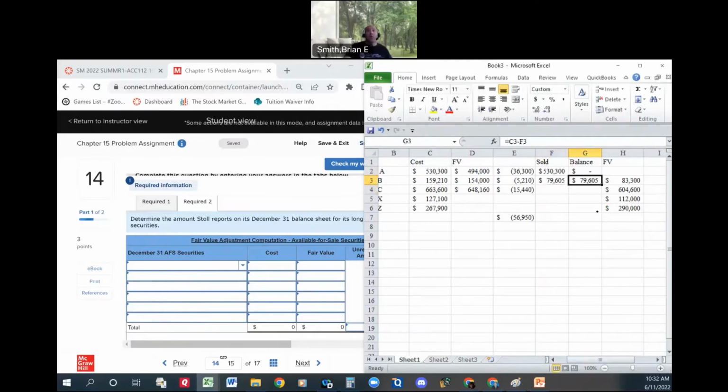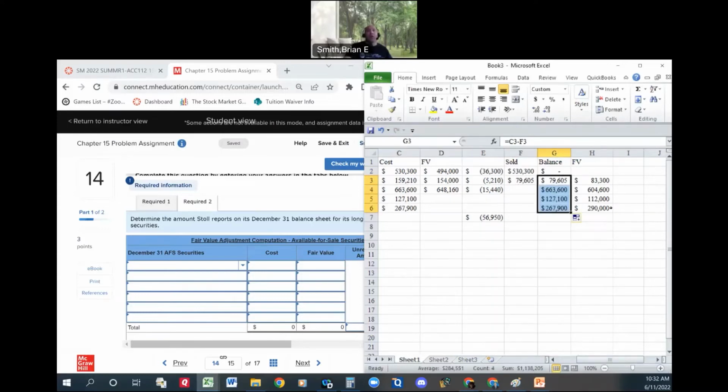So those are our current balances. And now our fair value adjustments are here. So let's do our adjustments over here. And we're going to take our fair value minus our balance. And so now we're seeing a little bit of increase there, but not on these other ones. Okay, so now we would need to find out what our balance needs to be.